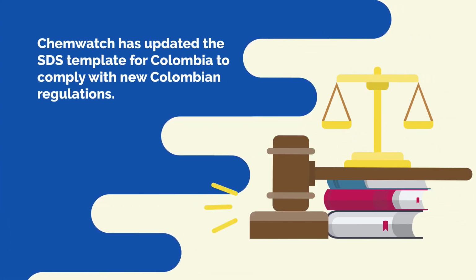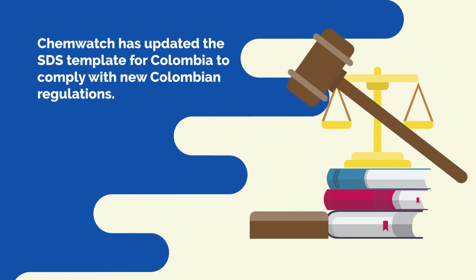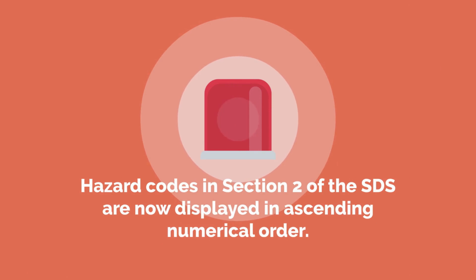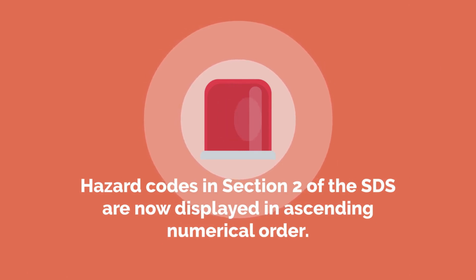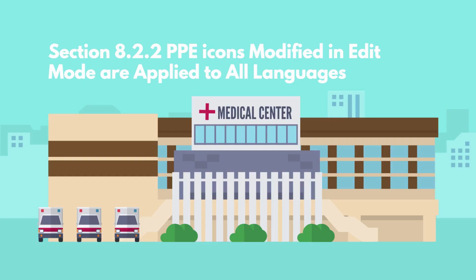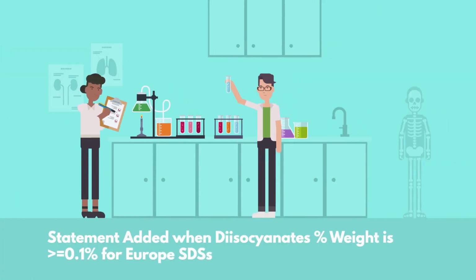ChemWatch has updated the SDS template for Colombia to comply with new Colombian regulations. Hazard codes in Section 2 of the SDS are now displayed in ascending numerical order. Section 8.2.2 PPE icons modified in edit mode are applied to all languages. Statement added when diisocyanates percent weight is greater than or equal to 0.1% for Europe SDSs.